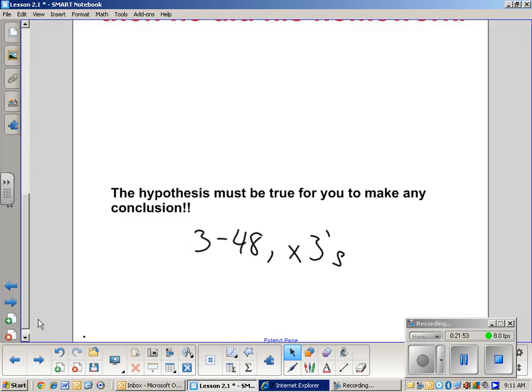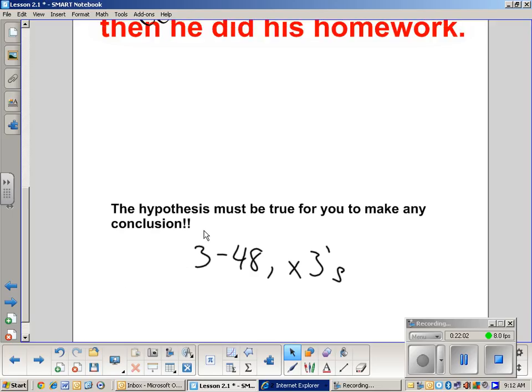Now tomorrow I'll give you time in class, so if you're at home viewing this, you do not have to get this done tonight. In order for us to make a conclusion, the hypothesis must be true. If we do not know the hypothesis is true, then no conclusion can be made. So tomorrow we'll work on 3 through 48 multiples of 3.